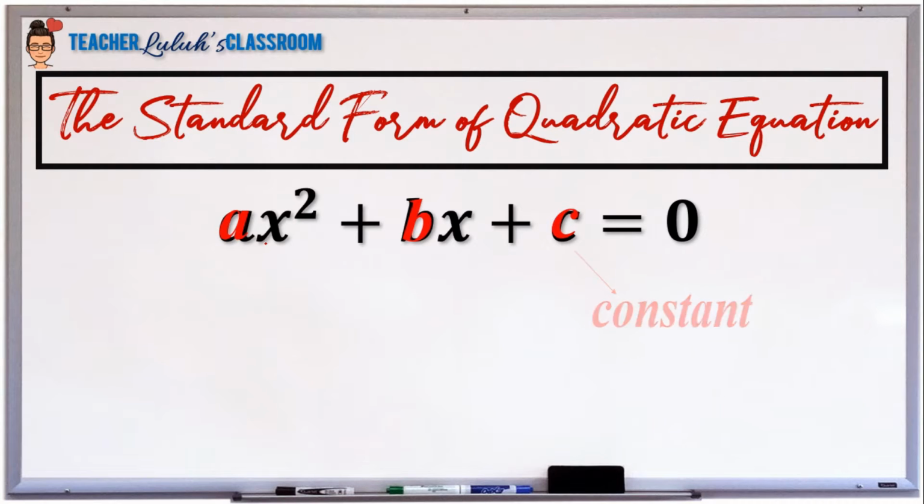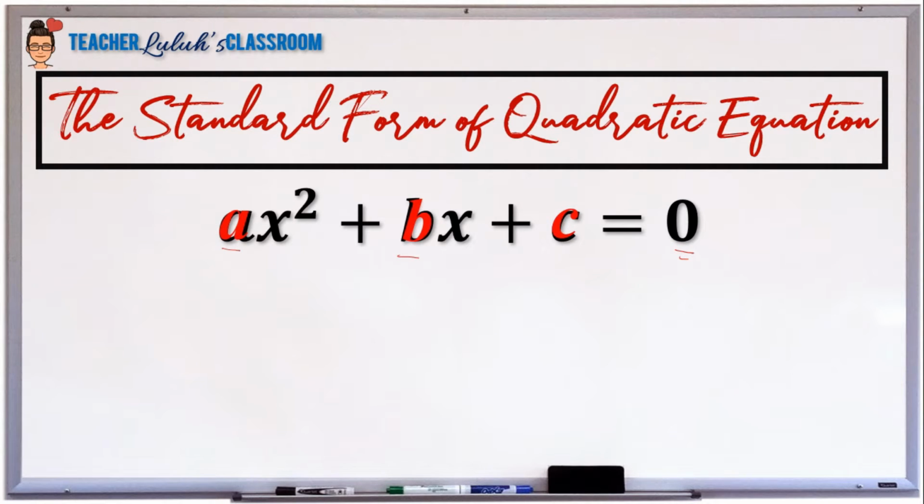So, again, si a, yung kasama ni x squared. Si b, yung kasama ni x. Tapos si c, yung walang kasama. Okay, so that's our coefficients. A, kasama ni x squared. B, kasama ni x. Si C, yung walang variable na kasama. Okay, and then sa other side, pag standard form, 0 si other side.